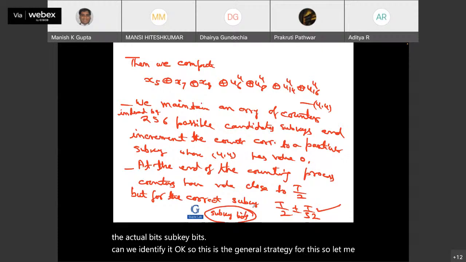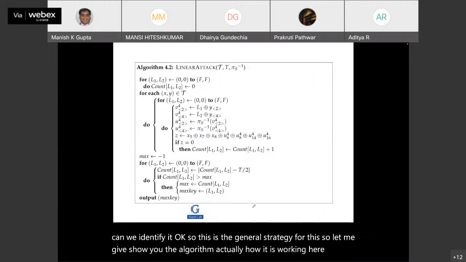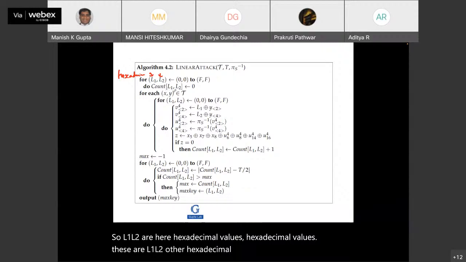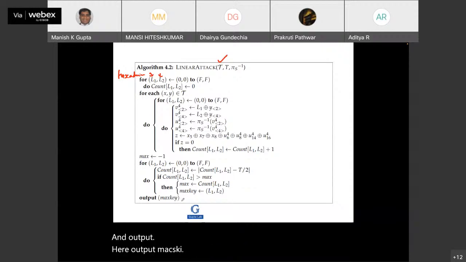So let me show you the algorithm and how it is working. Here L1, L2 are hexadecimal values. Tau is the collection of all T pairs of plain text and ciphertext. And pi S inverse is the permutation corresponding to the inverse of the S box, used to partially decrypt the ciphertext. The output, max key, contains the most likely 8 subkey bits.